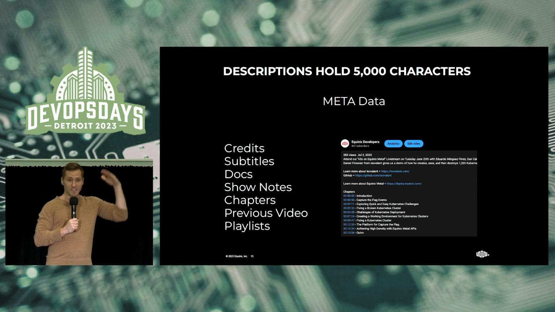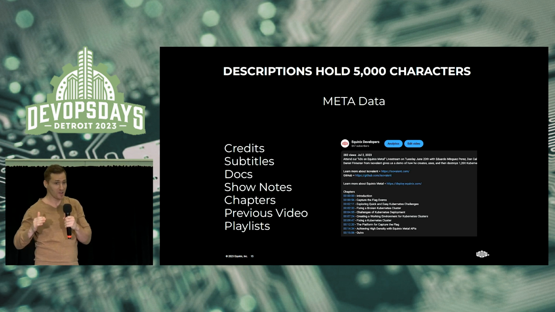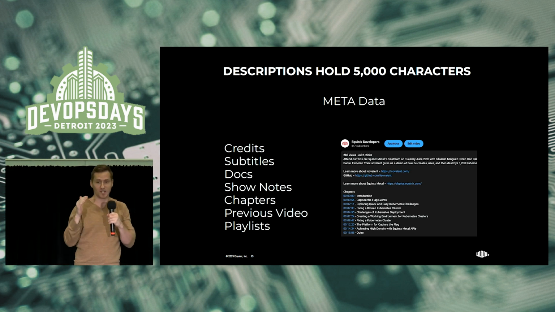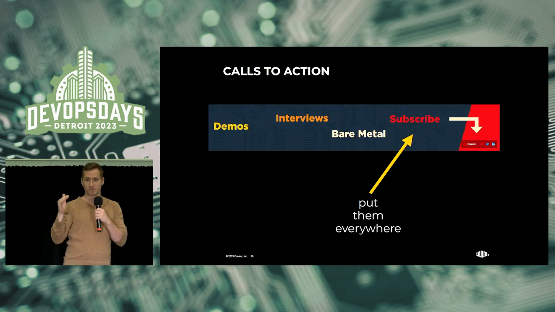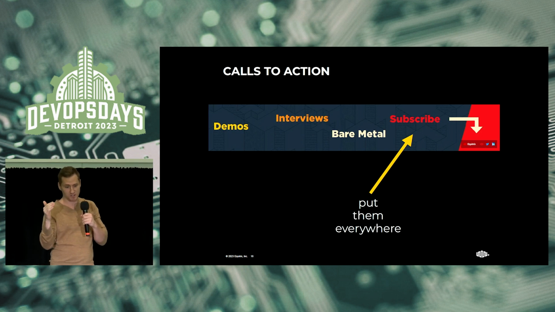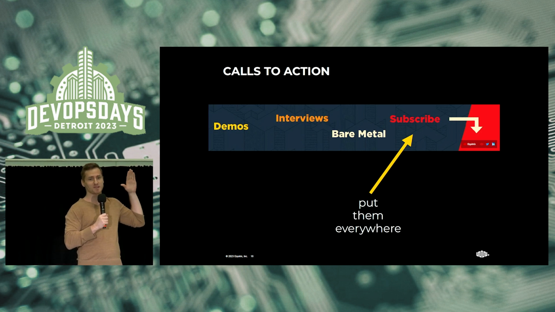And then within that video description, you can hold up to 5,000 characters. So fill up those video descriptions with as much metadata as possible. You want to tell the bot as much rich data as possible because it can't see within your video. Also, put calls to action in as many places as possible.